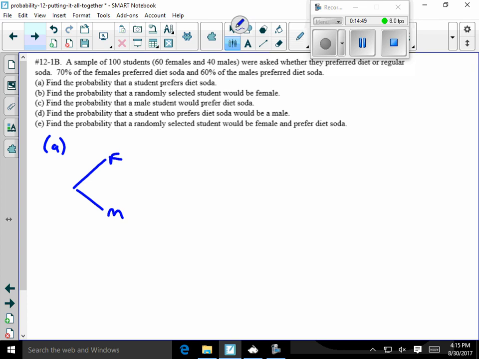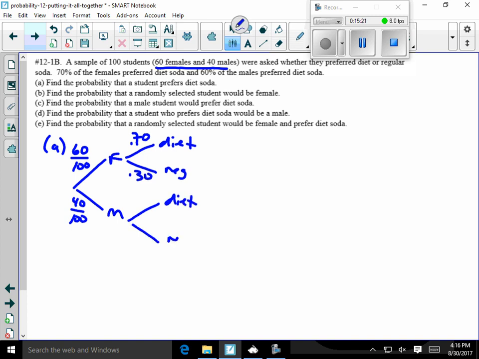And the probability of that, well, we were told the counts here, that there were 60. So 60 out of 100 students are female, and 40 out of 100 students are male, right? And then if I know that I'm a female, then 70% of the females prefer diet soda. So I could say 0.70 is the probability of preferring diet, and preferring regular, therefore, would be the other 30%, right? And same thing down here. If I had males, they could prefer diet, or they could prefer regular. And in this case, it said 60% of the males prefer diet, and that means 40% would prefer regular.